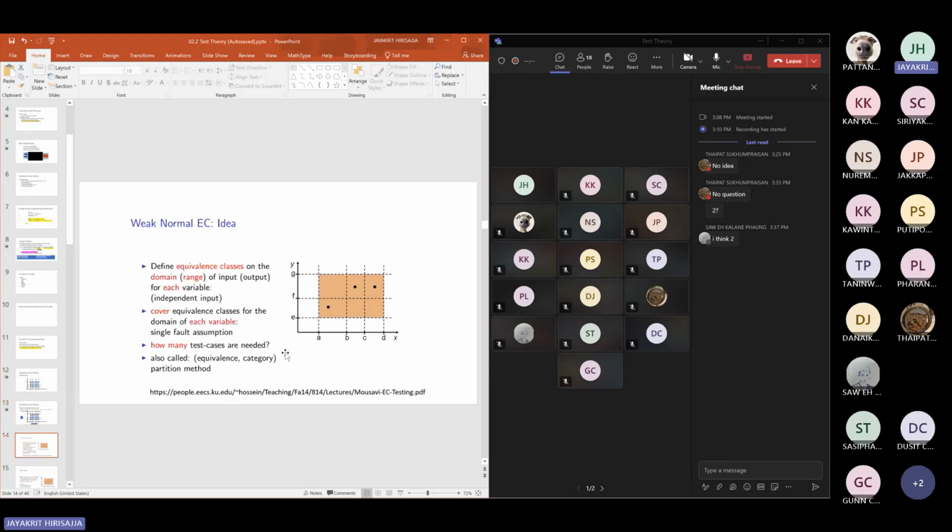Okay, and then the weak normal equivalent class idea is to define equivalent classes on the domain or range of input and output for each variable, and cover the equivalent classes for the domain of each variable, with a single fault assumption. Just like if we have A, B, and C, which are proper and provide the two outputs, the two outputs are okay. We can test only these 3.